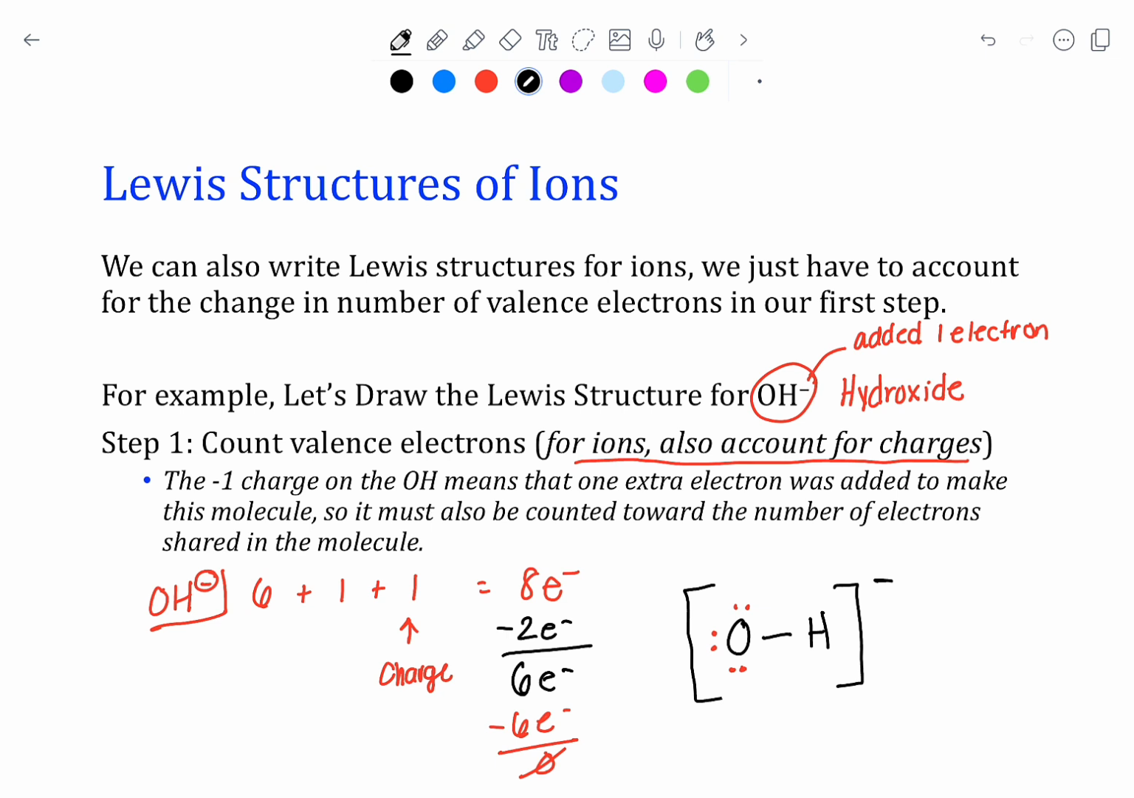Okay, so when you note your charge on the outside of your Lewis structure, you want to put it on the brackets because that electron is being shared amongst the entire atom. If I didn't have these brackets and I just put the charge here, it would look like the electron was on the hydrogen, which it technically isn't, because that extra electron from the charge is being shared amongst the entire molecule. So we put our brackets around it with the charge on the outside.